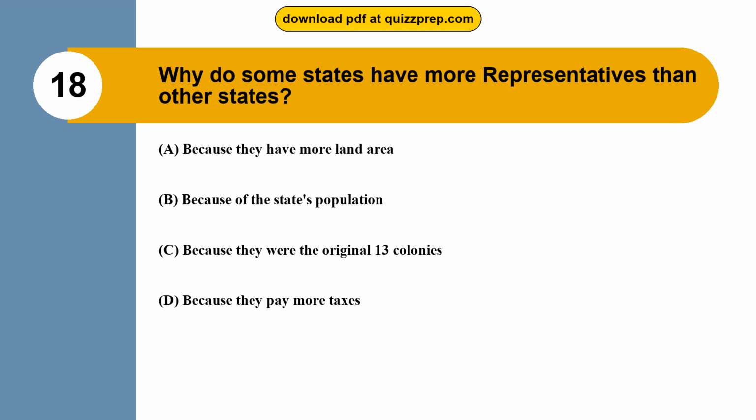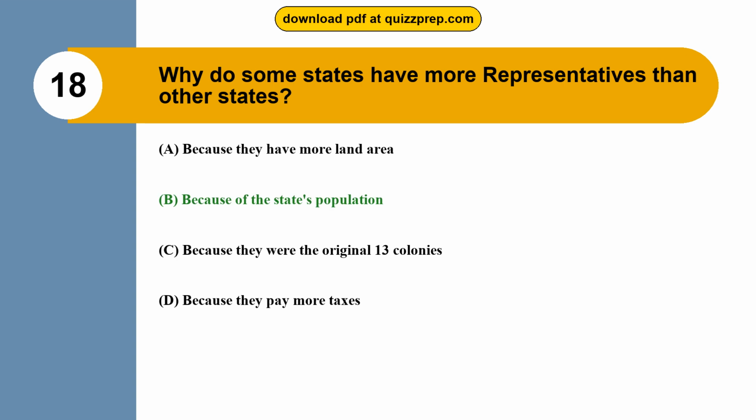Question 18. Why do some states have more representatives than other states? Option A. Because they have more land area. Option B. Because of the state's population. Option C. Because they were the original 13 colonies. Option D. Because they pay more taxes.